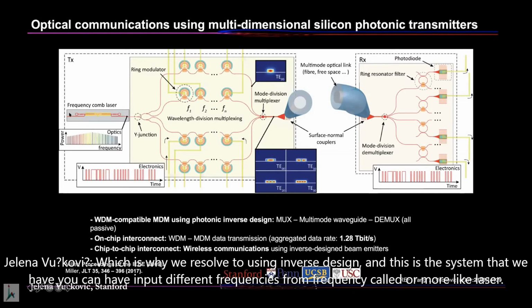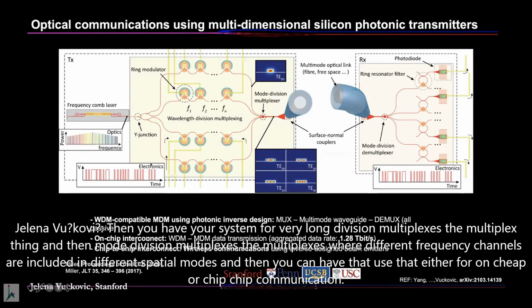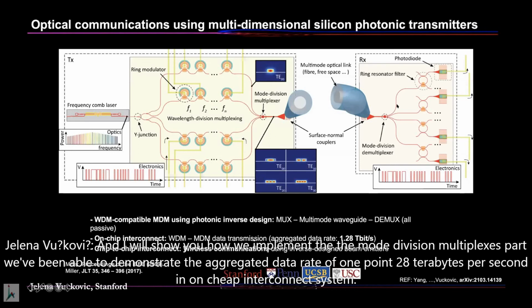You can input different frequencies from a frequency comb or mode-locked laser. Then you have your system for wavelength division multiplexing, demultiplexing, and then mode division multiplexing, demultiplexing, where different frequency channels are encoded in different spatial modes. And then you can use that either for on-chip or chip-to-chip communication. And I will show you how we implement the mode division multiplexing part.